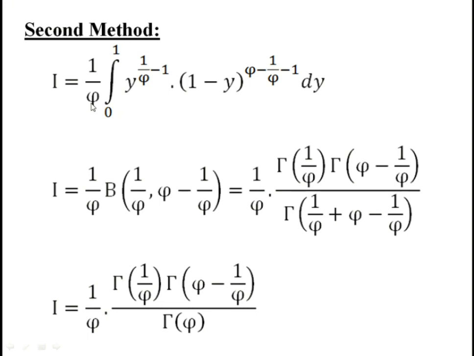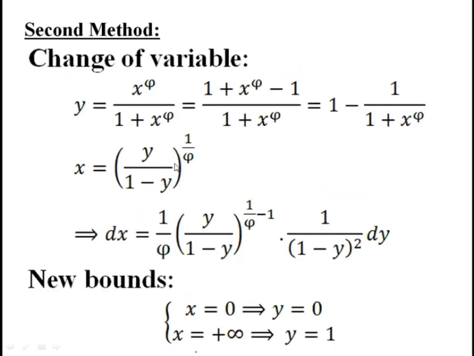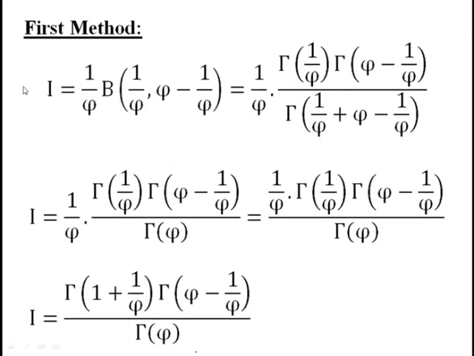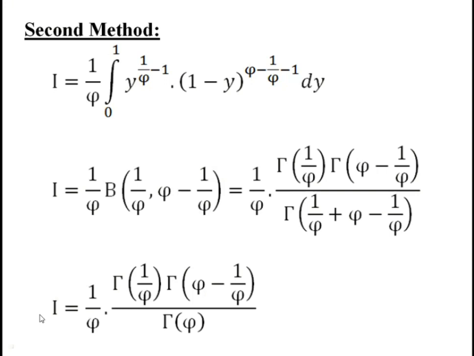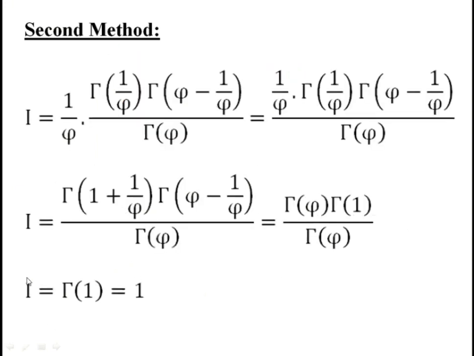Remark that beta of m, n equals the integral from 0 to 1 of y to the power m minus 1 multiplied by 1 minus y to the power n minus 1 dy. So we can write I equals 1 over 5 multiplied by beta of 1 over 5 and 5 minus 1 over 5. Similarly to the first method, with similar calculations, we will get I equals 1 over 5 gamma of m multiplied by gamma of n over gamma of m plus n. Then after simplification, as in the first method, we will get I equals 1.